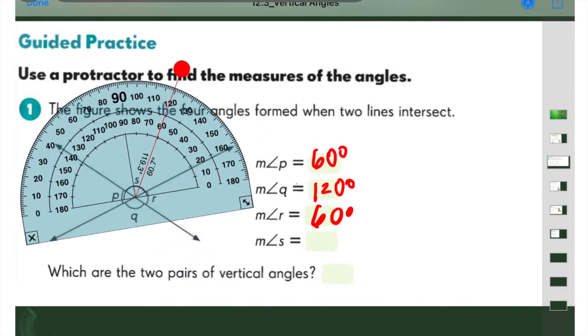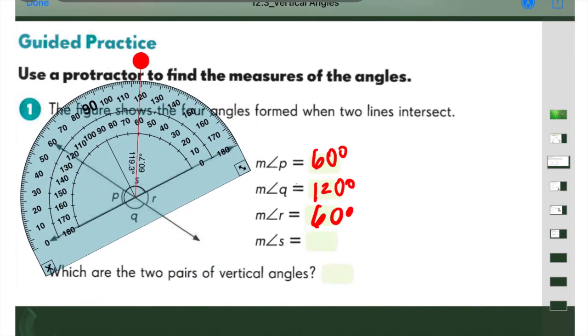And finally, let's measure the angle S. This ray is passing through 0 on the inside scale, so we're going to use the inside scale. Oops, I'm losing there, we go. And so the inside scale, it would be 120 degrees.